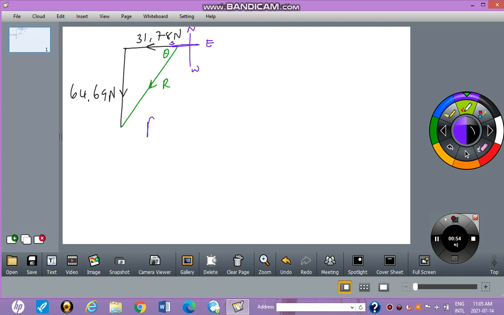So now your resultant will be the square root of 31.78 squared plus 64.69 squared. Then we take the square root of this, and we said this will give us an amount of, just starting over, 31.78 squared plus 64.69 squared. So we have an amount of 72.07.